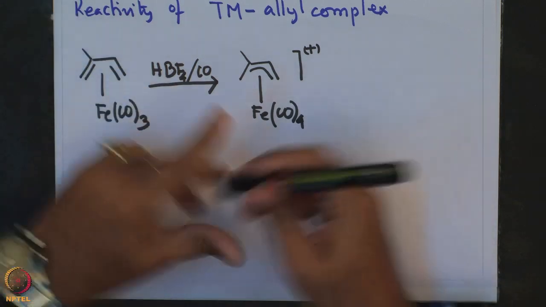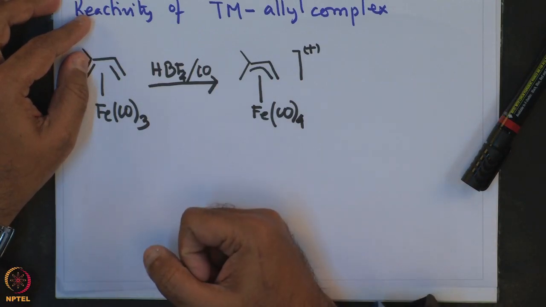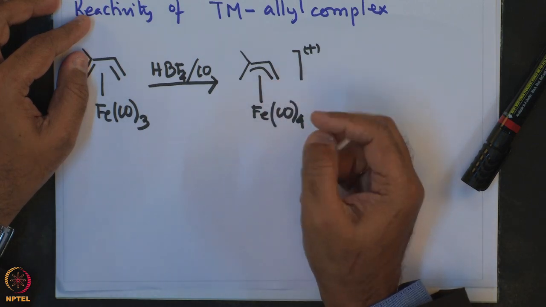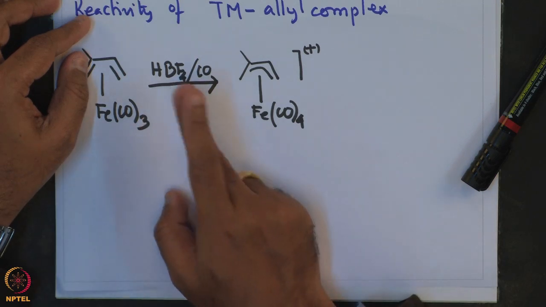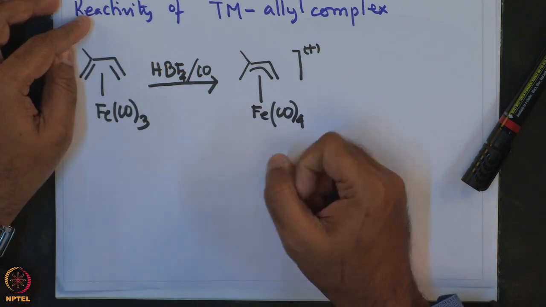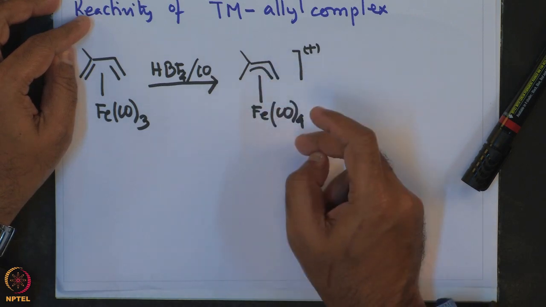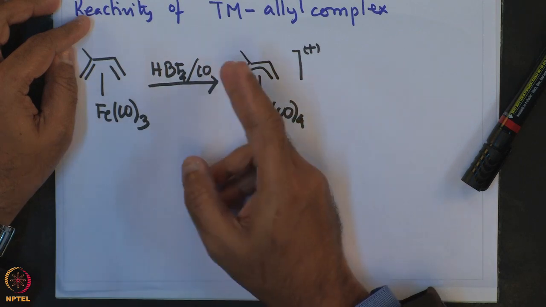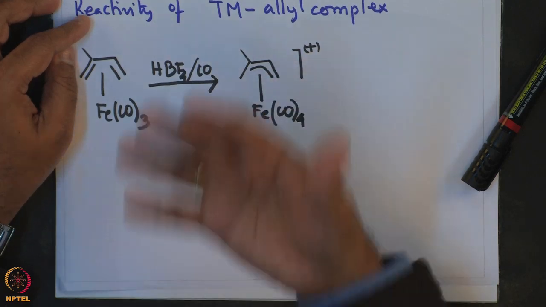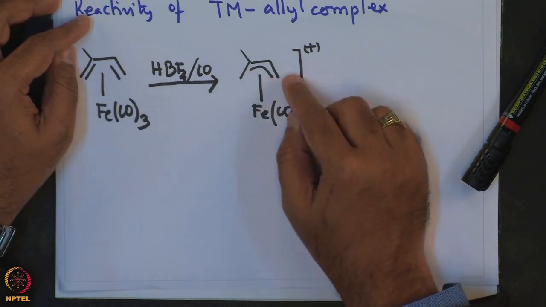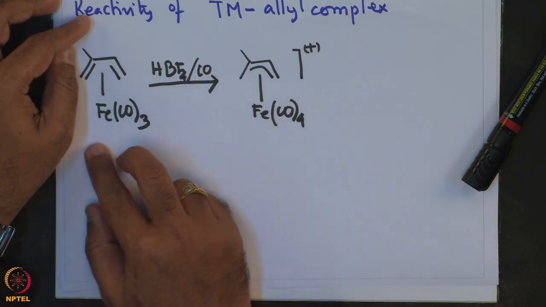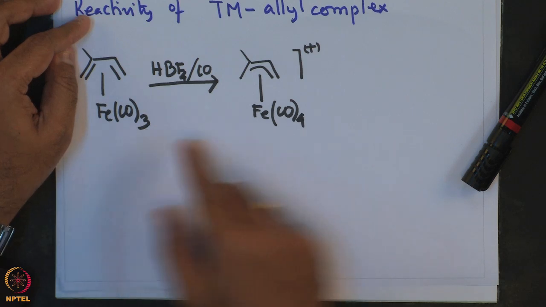Now, in the context of our earlier methods on preparation of this eta-3 bound allyl transition metal complex, this particular method is an electrophilic attack, the electrophile being the proton, on the diolefin complex of the iron, resulting in eta-3 bound allyl iron complex in the presence of donor ligands like CO. The vacant space that is created as a result of the protonation, and the conversion of eta-4 bound diolefin to an eta-3 bound allyl, is then occupied by this carbon monoxide, and thus the iron goes from Fe(CO)3 to Fe(CO)4.